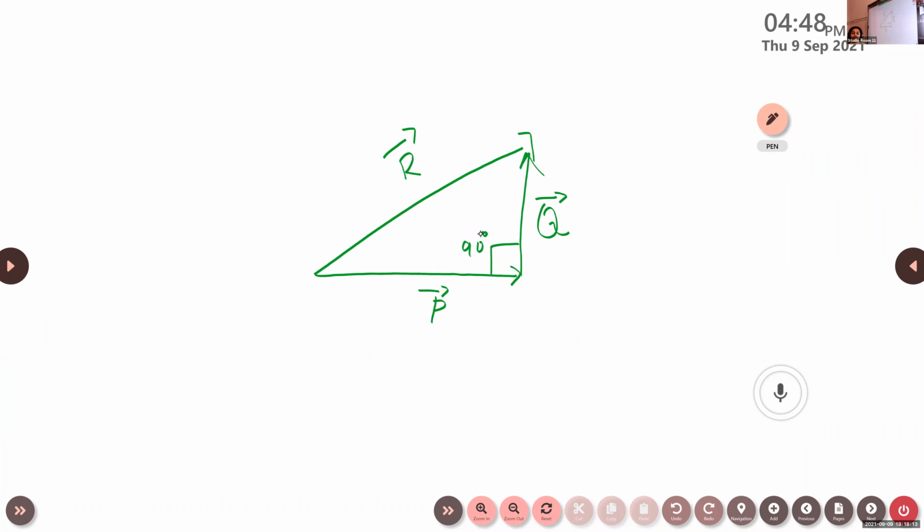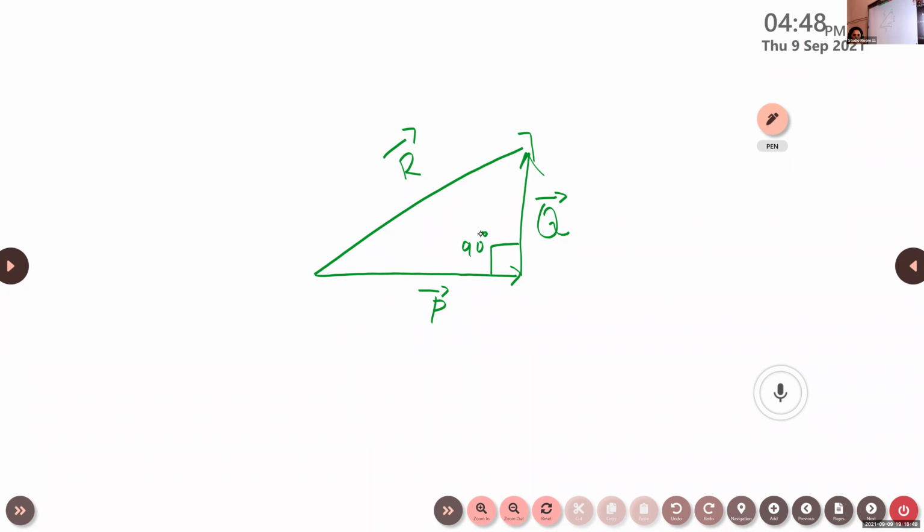So here we are going to introduce a new term. If we split a single vector R into two, vector P and vector Q, that are mutually perpendicular to each other, so the angle between these two vectors is equal to 90 degrees, then we can call these vectors the rectangular components of a vector. This is what is known as rectangular components of a vector.